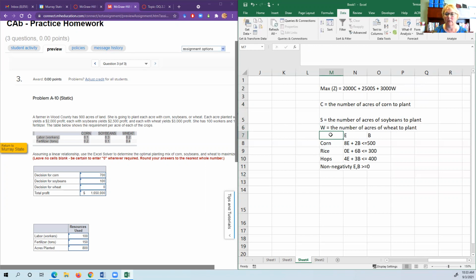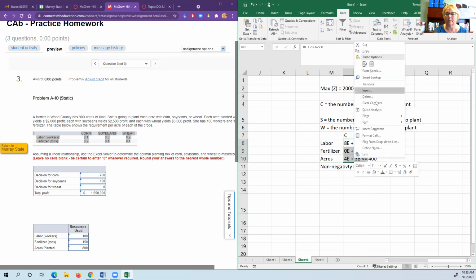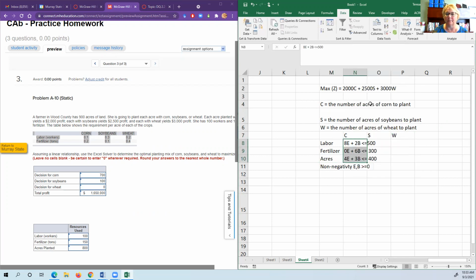Okay, so I need to state my constraints in terms of corn, soybeans, and wheat, because those are the variables for my objective function. And my constraints are labor, fertilizer, and there's one that's maybe not quite so obvious, but it's the number of acres that we're going to plant. Okay, because we know we only have 900 acres to plant, so we need to tell Solver that we can't exceed those 900 acres.